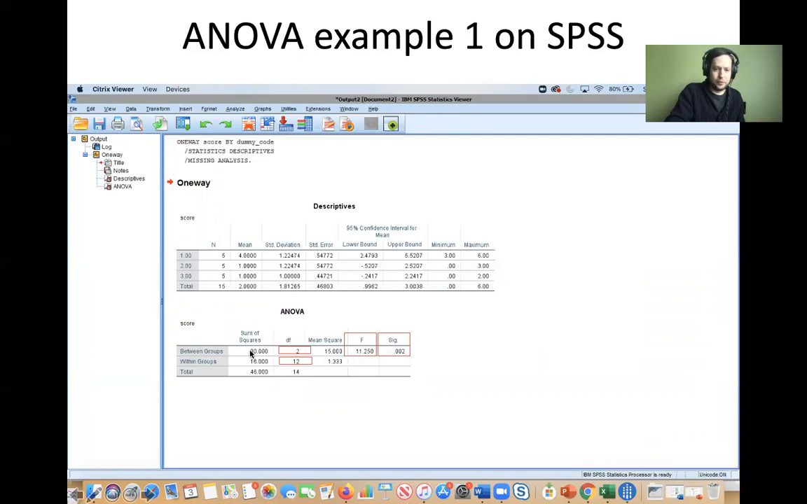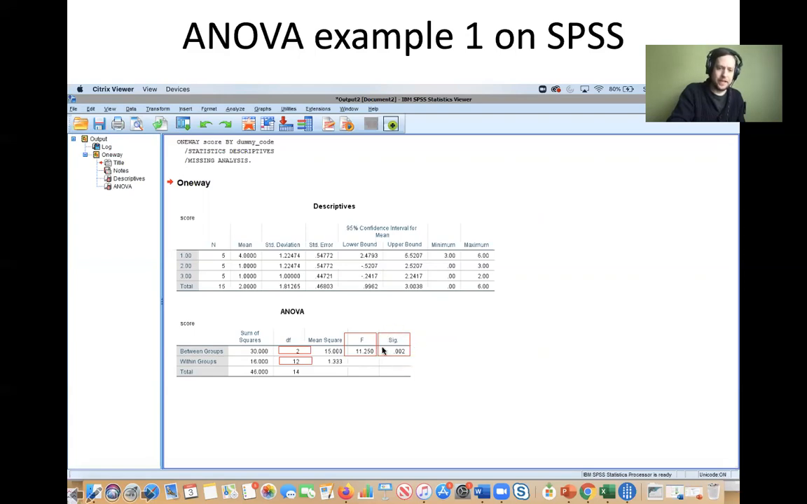The degrees of freedom between is 2. I showed you that as well because of 3 minus 1. The degrees of freedom within is 12 because of 15 minus 3 equals 12. Those are 2 degrees of freedom. And then the p value, or the Sig p value right here, is 0.002.